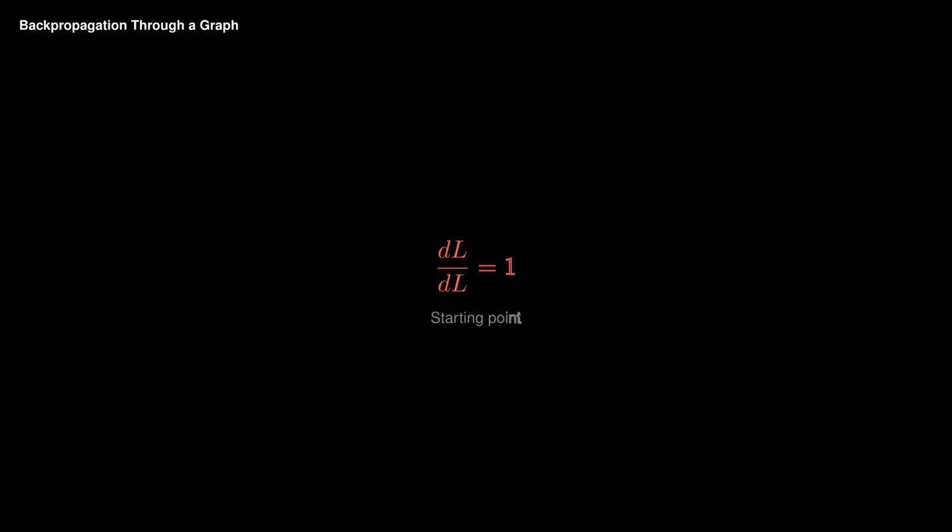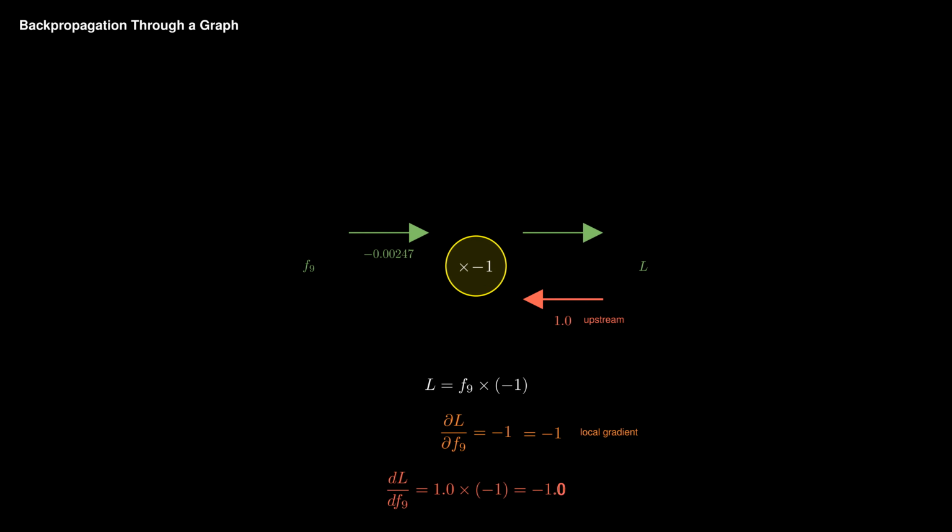Let's start at the very end. The loss L is the output. So dL/dL equals 1. That's our starting point. Now look at the last node, which multiplies F9 by -1 to get L. The upstream gradient is 1. The local gradient is -1 because the derivative of -1 times F9 with respect to F9 is -1. So the downstream gradient is 1 times -1, which equals -1. This means dL/dF9 equals -1.